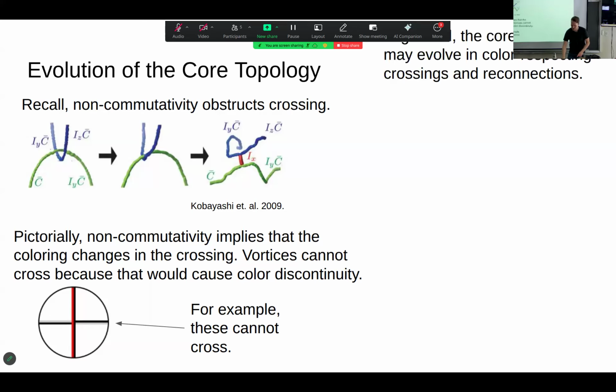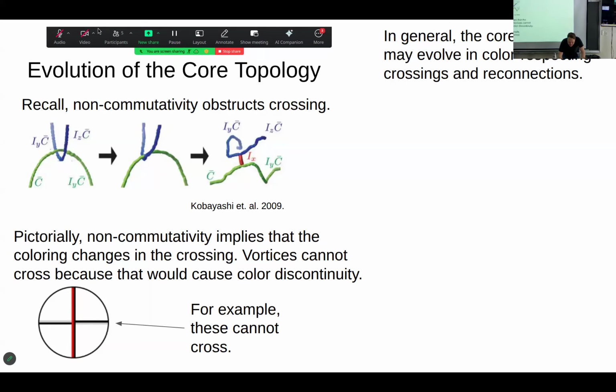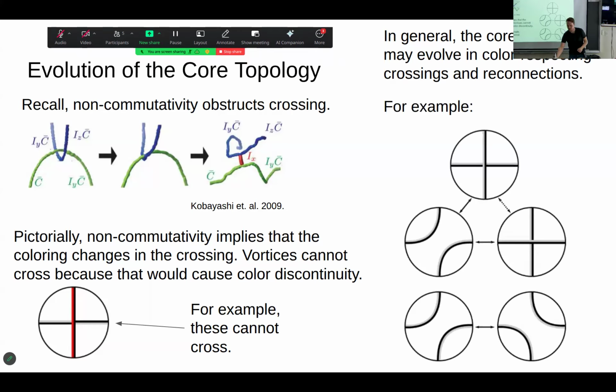In general, this also explains what kind of core topology evolution we can have in the system. In this case, it's very easy to classify all of them. I have here the evolutions for the gray vortices, but the blue and the red have exactly the same picture. For example, in this kind of configuration, because there's no flipping here, they can simply pass through each other.